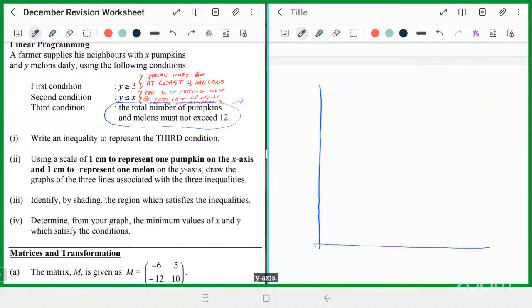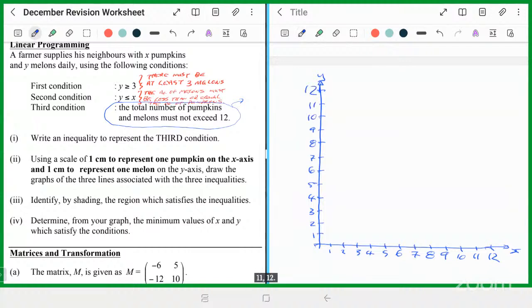Y-axis, x-axis. 1 centimeter to 1 unit. I'm going up to 12. 2, 4, 6, 8. All right. 1, 2, 3, 4, 5, 6, 7, 8, 9, 10, 11, 12. X-axis, y-axis now, each numbered 1 to 12.